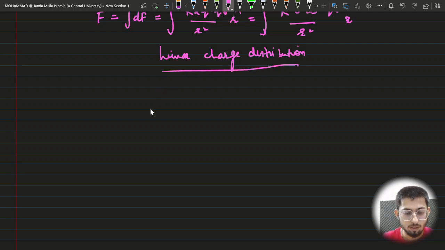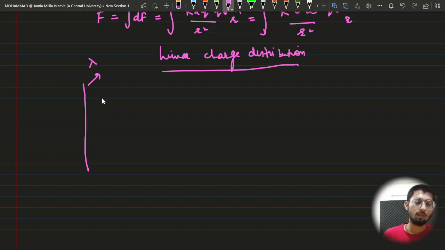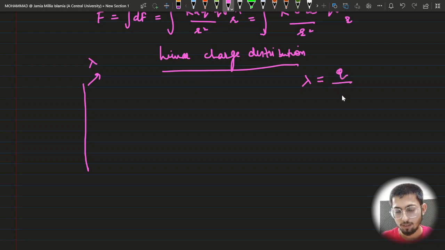So in this case, we will have charge on a length, which is devoid of any width or height. So like this, we can have a single line of charge, and this density is called lambda. Lambda is the linear charge density, which will be charge per unit length.